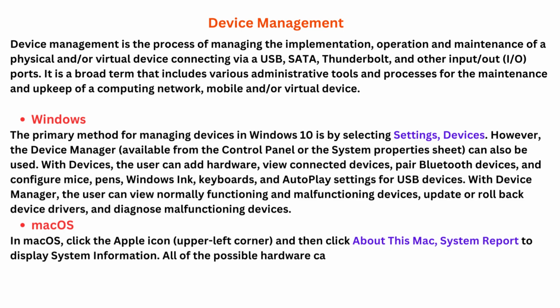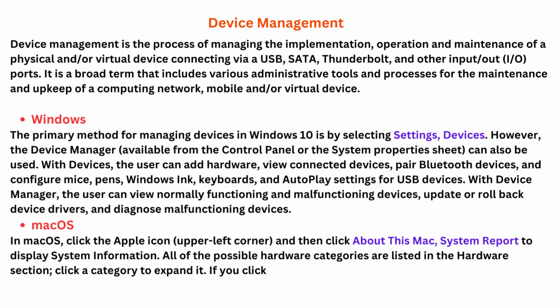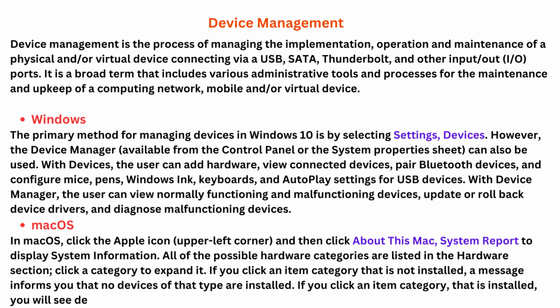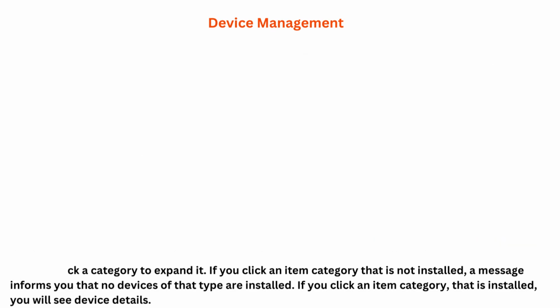to display system information. All of the possible hardware categories are listed in the Hardware section. Click a category to expand it. If you click an item category that is not installed, a message informs you that no devices of that type are installed. If you click an item category that is installed, you will see device details.